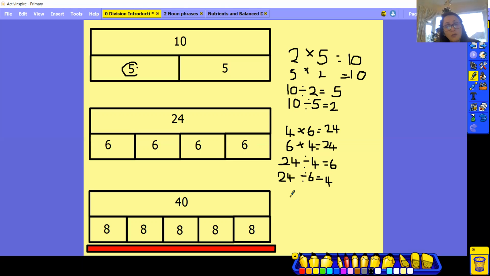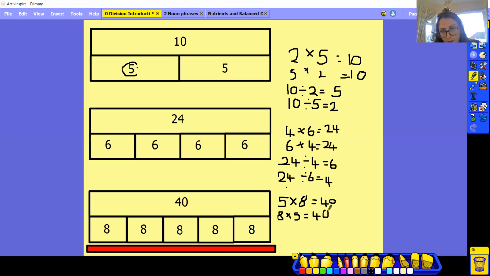So again, you can do your multiplications first. So I know I've got 1, 2, 3, 4, 5 equal groups. So 5, and each one of those groups equals 8. So 5 times 8 equals 40. You can do the inverse as well, the opposite of that. We'll do the inverse in a bit. So we've got 8 times 5 equals 40.